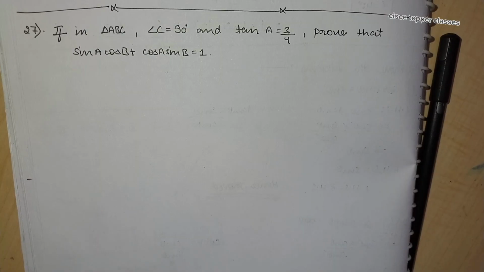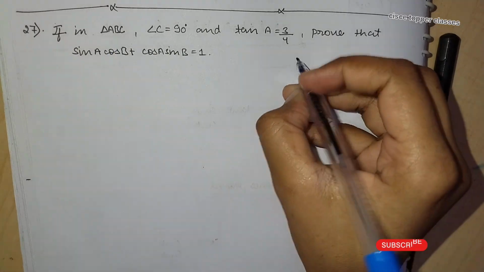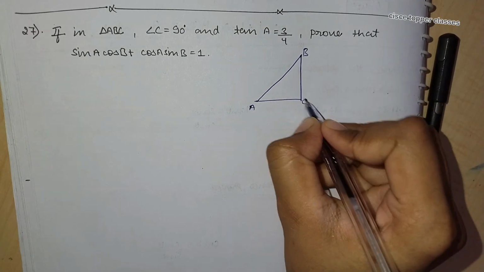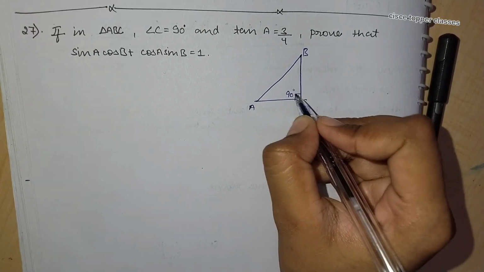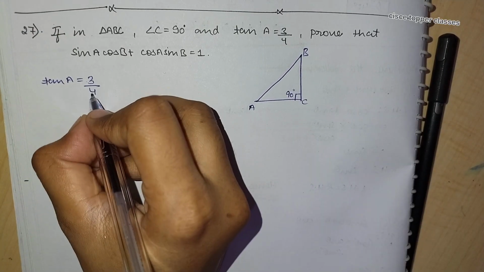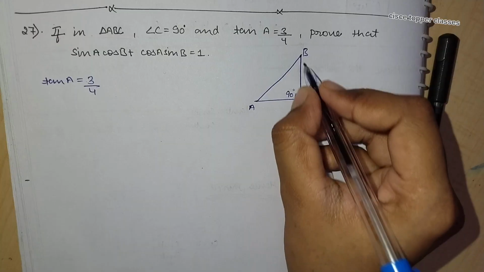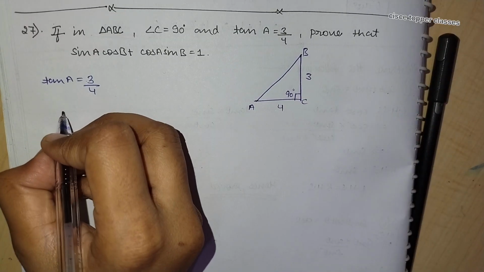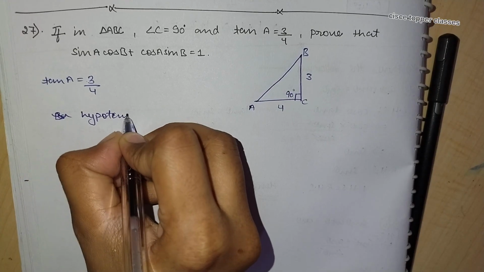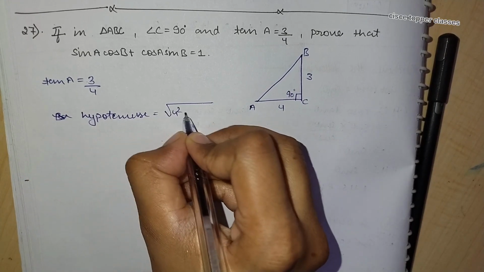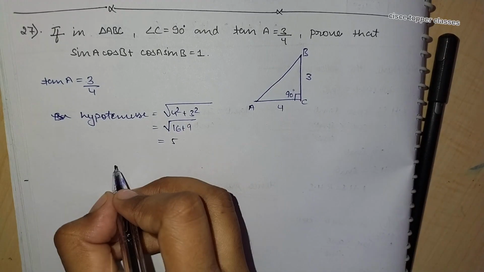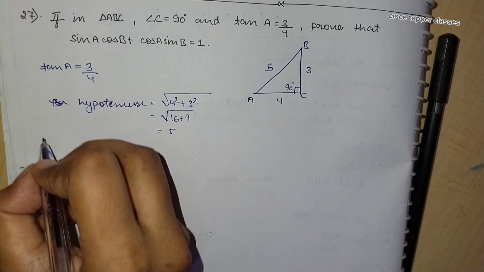Let us solve here the 27th question. If in triangle ABC angle C is 90 degrees, let the triangle be like this. So this is the triangle ABC and angle C is given to us as 90 degrees. And tan A is given to us as 3 by 4, so we can let the triangle have sides 3 by 4 because tan A is perpendicular by base, so we can let 3 be the height and 4 be the base. From here we can find the value of the hypotenuse. Hypotenuse will be under root of 4 square plus 3 square. This will be 16 plus 9 equal to 25. So under root will be 5. So this is the hypotenuse here.